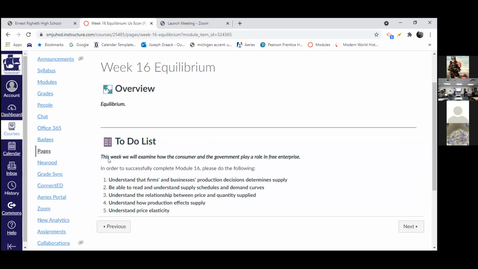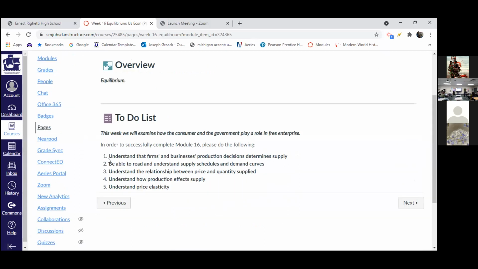All right, so you need to understand firms and businesses' production and decisions will help to determine supply. The decisions that consumers make will help to determine demand. Be able to read and understand supply schedules, demand curves, supply curves, demand schedules. Understand the relationship between price and quantity supplied. Understand how price and production affect supply, as well as demand. And then we'll talk a little bit about elasticity again, though it's not as prevalent in this unit.